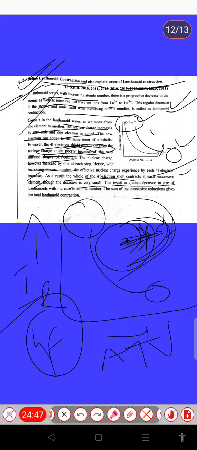The result is a gradual decrease in the size of lanthanides with increase in atomic number. As the atomic number increases, the size decreases little by little. The sum of successive reductions gives the total lanthanide contraction, due to the poor shielding and poor diffuse shape of the f orbital, which makes the size start decreasing.